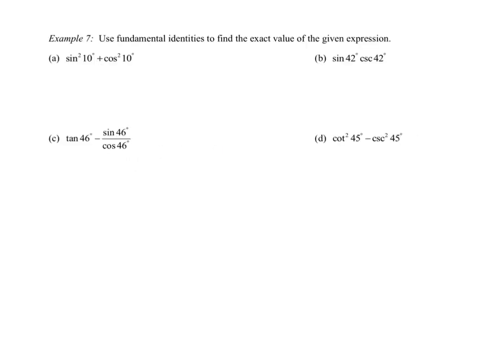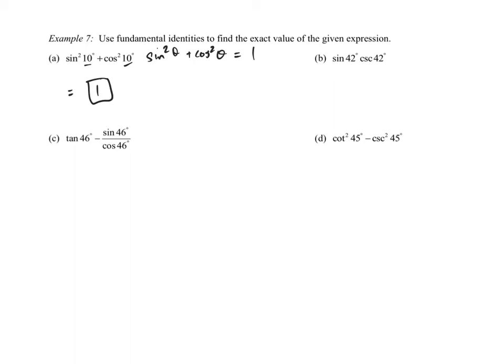Okay, in example 7, we're going to use the fundamental identities that we've learned so far to find the exact value of some basic expressions. So letter A, we have sine squared of 10 degrees plus cosine squared of 10 degrees. And so what I notice is that is an identity from the Pythagorean list that says sine squared theta plus cosine squared theta, and that is going to equal 1. And so in this case, since the 10s are the same angle, and we're doing sine squared of 10 plus cosine squared of 10, this answer is just going to equal 1 by a basic trig identity.